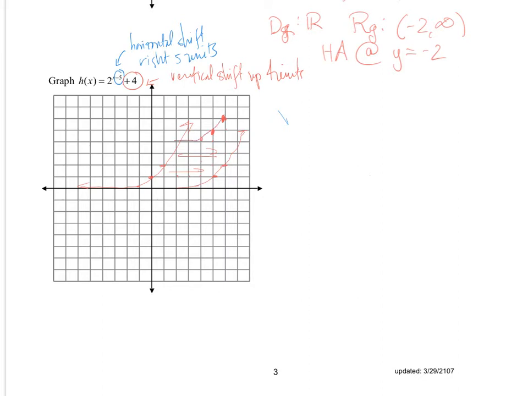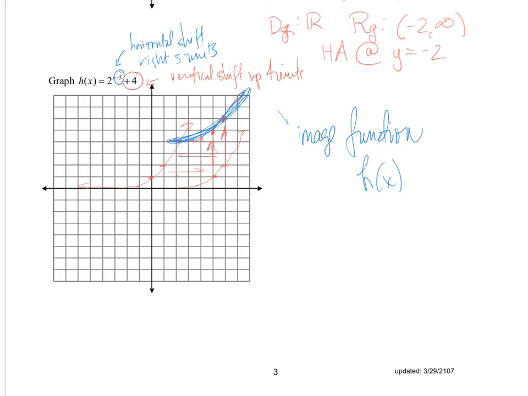So here is my image function after applying both transformations. So what is the domain and the range and the horizontal asymptote of my image function? The image function, the result of applying 2 transformations.